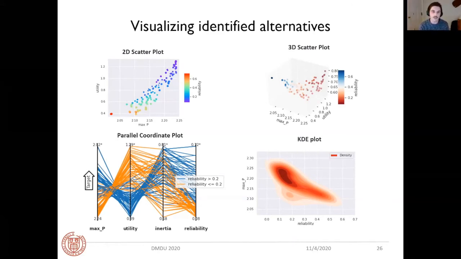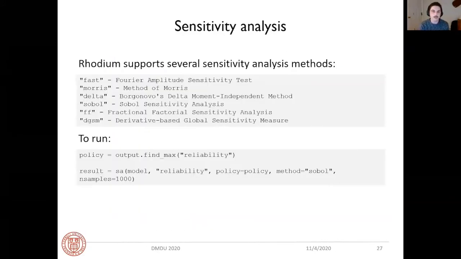So once you've conducted the optimization and visualized the results, maybe looked at the trade-offs, you can then conduct a sensitivity analysis. And so to do this, you'd first select one candidate solution to look into further, maybe multiple, but you'd be doing it one at a time. Rhodium has a suite of different sensitivity analysis tools, including the Sobol sensitivity analysis method, the method of Morris, the delta method, just to name a few. Again, it uses this declarative structure to run.